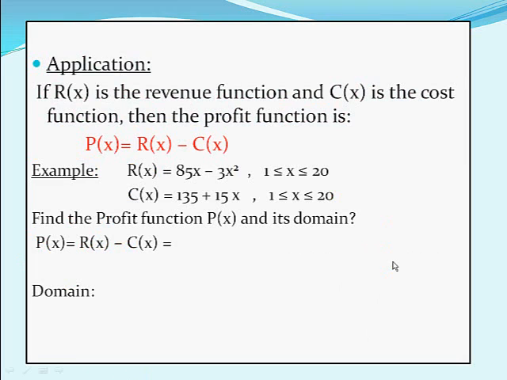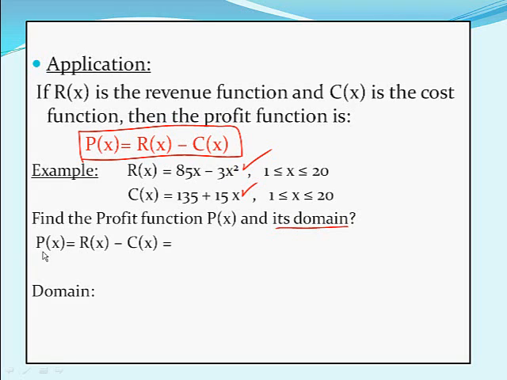An application. If r of x is the revenue function and c of x is the cost function, then the profit function is defined as p of x equal to r of x minus c of x. And we have an example here where the revenue is given as 85x minus 3x squared and the cost is given as 135 plus 15x. So we need to calculate the profit function p of x and determine its domain.